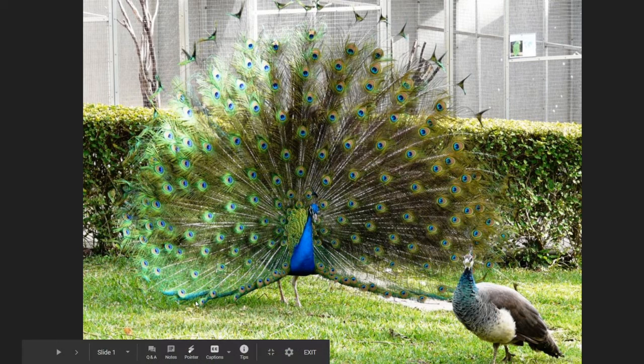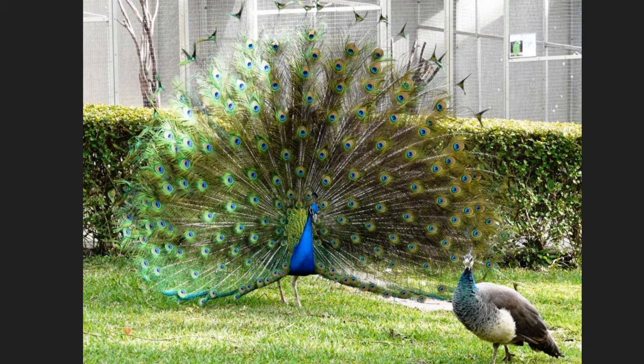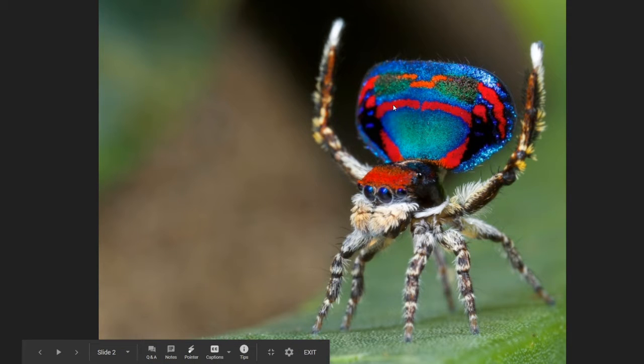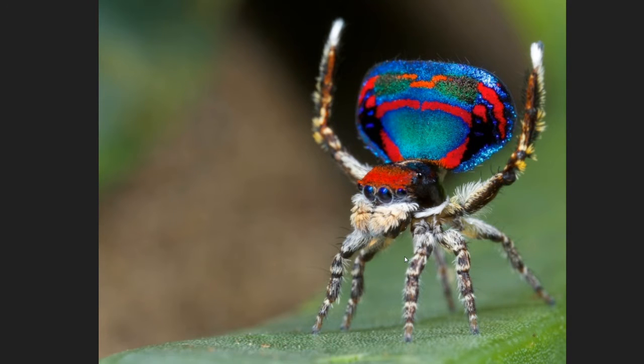We see scenarios where the males are much brighter or bigger, or they've got something else going on that just does not make sense, seemingly. So, for instance, we've got some jumping spiders where the males look like this with this bright iridescent patch of reds and blues, some are greens and yellows. And this is not a helpful characteristic.